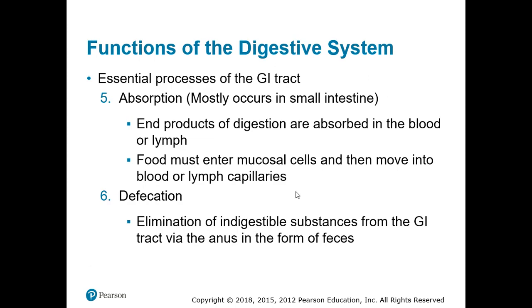The other process or function is absorption. This mainly occurs in your small intestine. The end products of digestion are absorbed into your blood or your lymph. And the way they do this is they enter mucosal cells found in those cell layers and they move to the blood and lymph through capillaries.